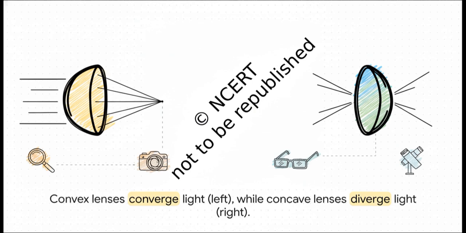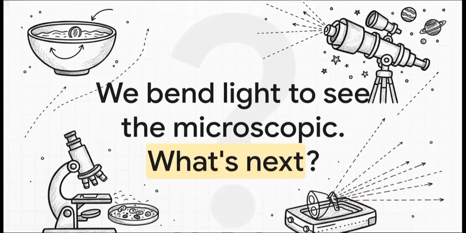These two simple shapes are the building blocks of everything from the eyeglasses some of us wear to the Hubble Space Telescope. So, from a simple coin in a bowl all the way to the most powerful telescopes exploring the cosmos, this bending of light is a fundamental force we've actually learned to master. It really makes you wonder, doesn't it? If we can already bend light to see the microscopic and the distant, what's the next frontier we're going to unlock by controlling its path?